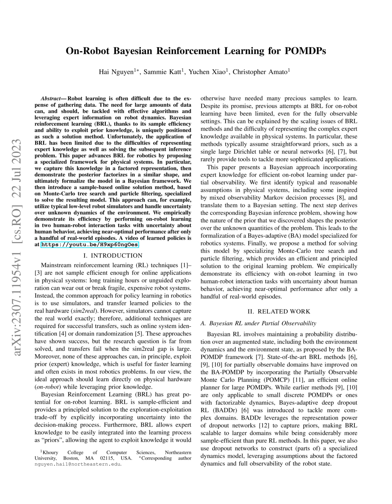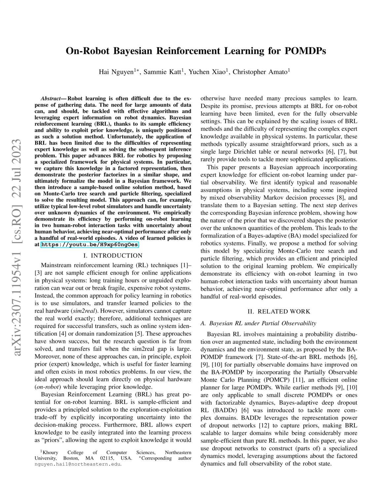This paper presents a Bayesian approach, incorporating expert knowledge for efficient on-robot learning under partial observability. We first identify typical and reasonable assumptions in physical systems, including some inspired by mixed observability Markov decision processes, and translate them to a Bayesian setting. The next step derives the corresponding Bayesian inference problem, showing how the nature of the prior that we discovered shapes the posterior over the unknown quantities of the problem. This leads to the formalization of a Bayes adaptive, BA, model specialized for robotics systems.